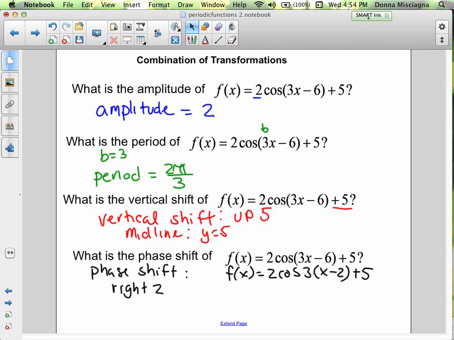So this graph has an amplitude of 2, which means instead of oscillating between negative 1 and 1, it's going to oscillate between negative 2 and 2. It has a period of 2 pi thirds, which means we're going to see all of those points. In this case, it's cosine, so it'll go through the 2 maximums, the 2 x-intercepts, and the minimum. And it'll do that in 2 pi thirds, and then it will keep doing it every 2 pi thirds. It's going to be vertically shifted up 5. The midline will be y equals 5. And it's going to be shifted to the right 2 units. All right? So that's all the things that are going on with this graph. And we'll learn how to graph all of those things.